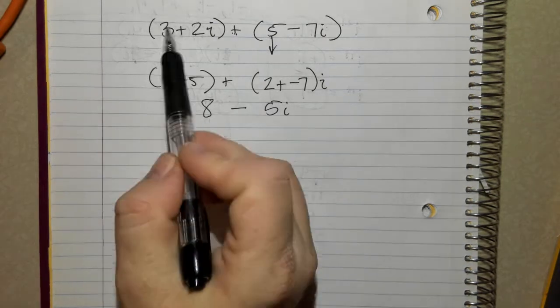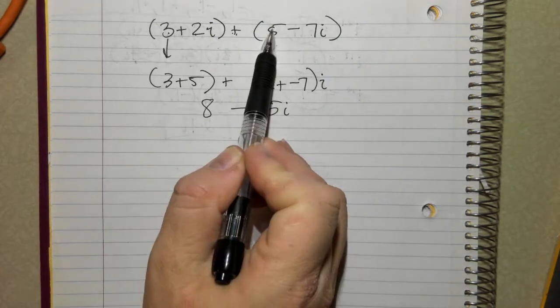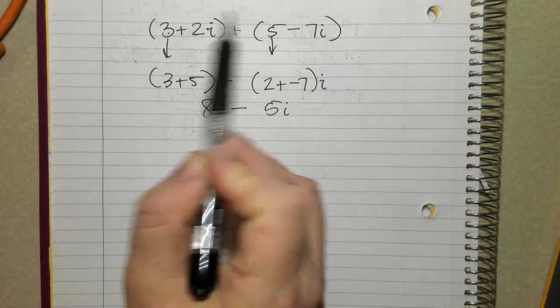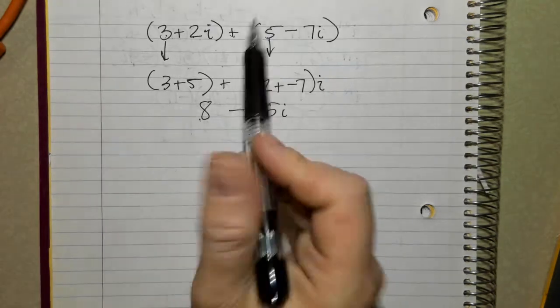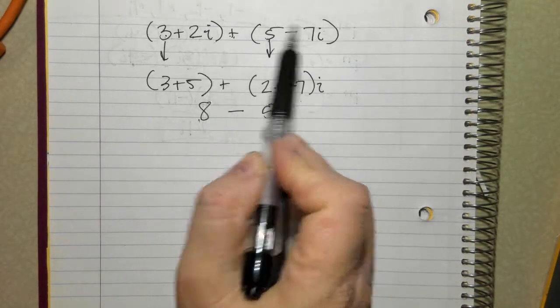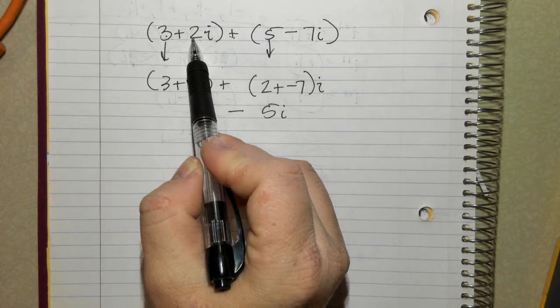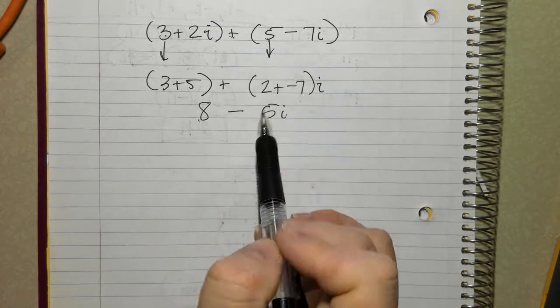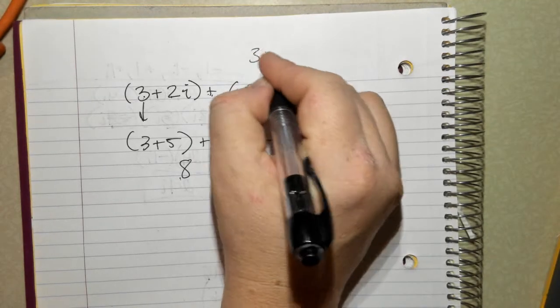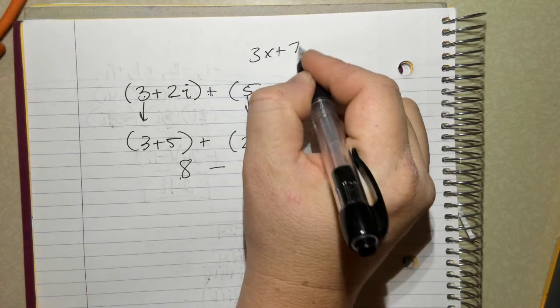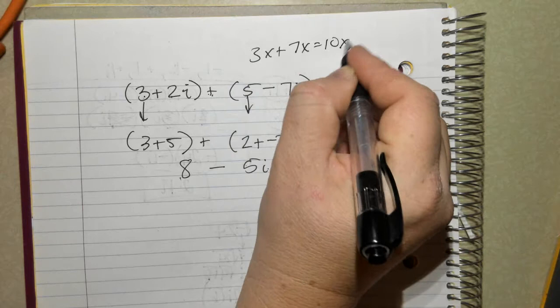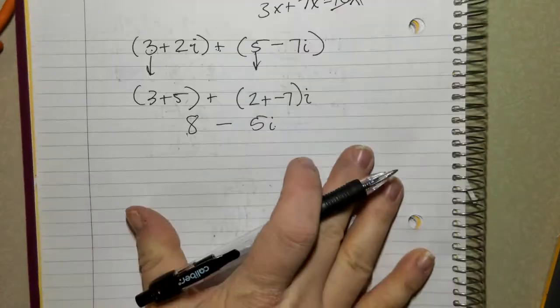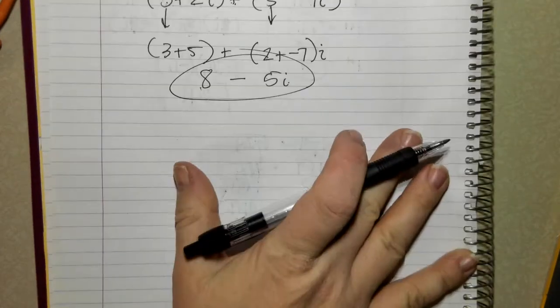We can just visualize that. These two do not contain an i. They're the real portion of the complex number. 3 plus 5 is 8. These two contain an i, the imaginary portion. 2 plus a negative 7 is a negative 5 and i. Sometimes students want to put an i squared. Recall that if I just said what's 3x plus 7x, you would say 10x, not 10x squared. Same concept here.